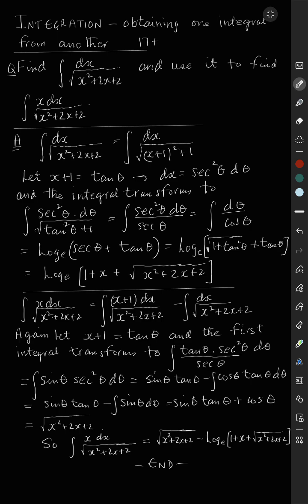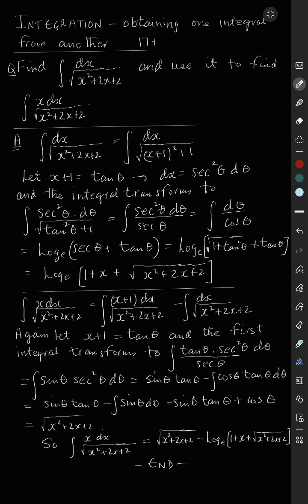Now, for the second integral, that's x dx over square root x squared plus 2x plus 2. I've split that into two integrals. The first one being x plus 1 dx over the square root, minus dx over the square root. Again, the second integral we've already worked out.